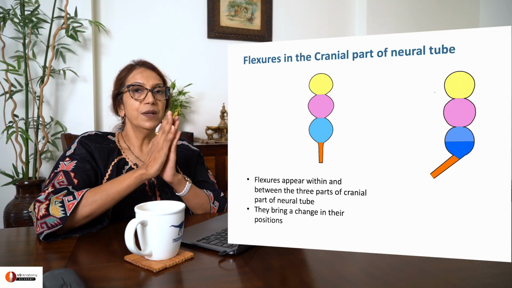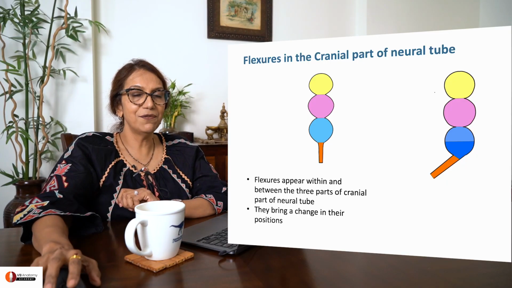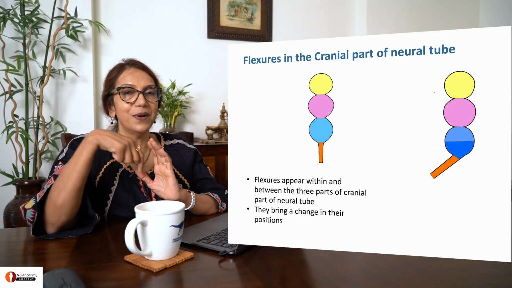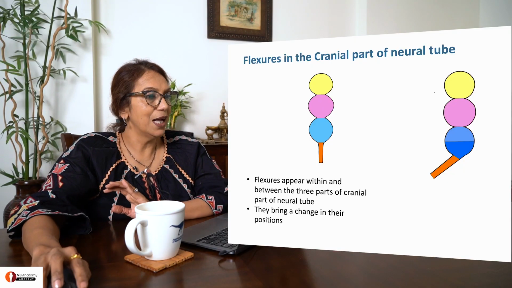This neural tube now begins to show flexures. Let's understand the flexures. So your brain is not a tube, right? It is bent on itself. So that's what we are learning now.